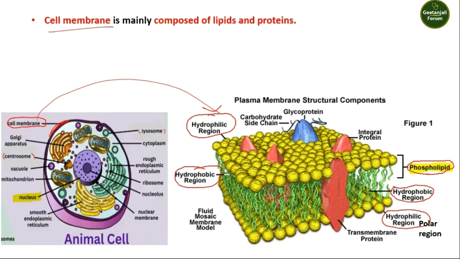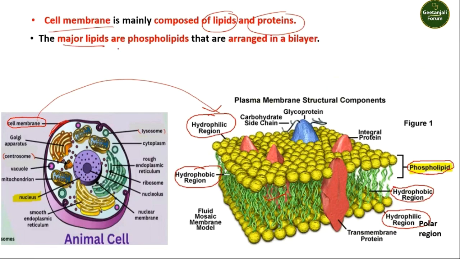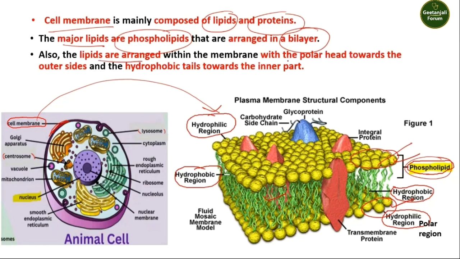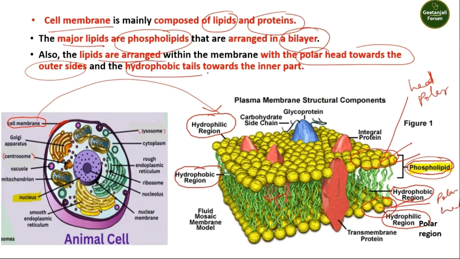Cell membrane is mainly composed of lipids and proteins. The major lipids present in it are phospholipids, which are arranged in a bilayer. See, this is one layer made up of phospholipids, layer number 1, and this lower layer is layer number 2. In this way, 2 layers of phospholipids are present in it, and these lipids are arranged with polar head towards outside. This outside head is polar in nature. This lower layer's outside head is also polar in nature, and hydrophilic tail towards the inner part. This tail-like structure, which you can see here, this is hydrophobic in nature.